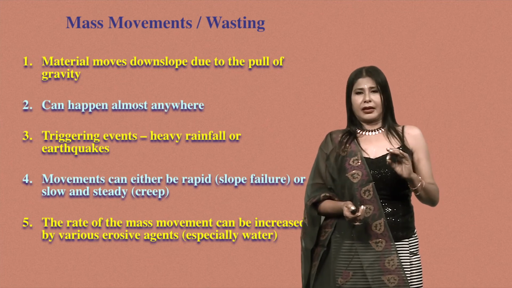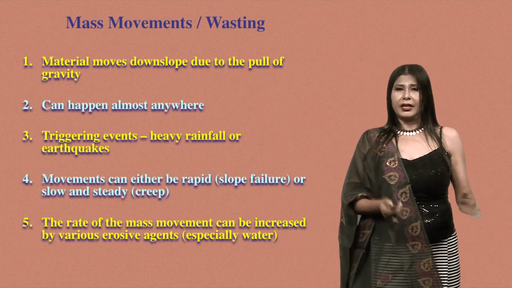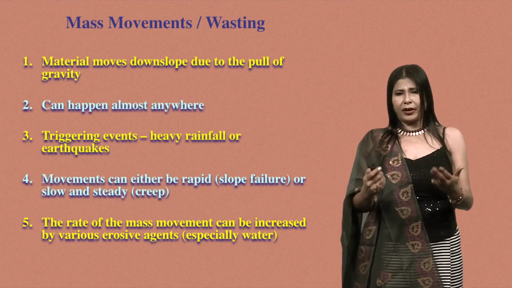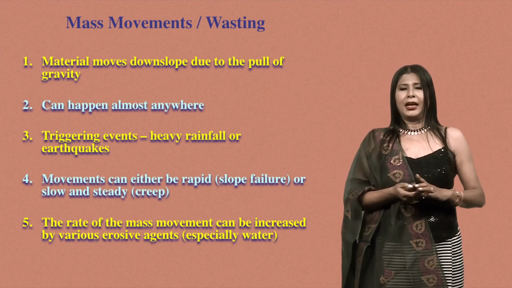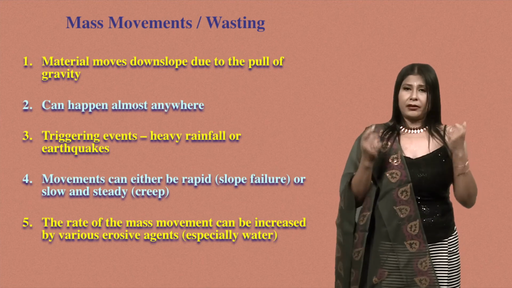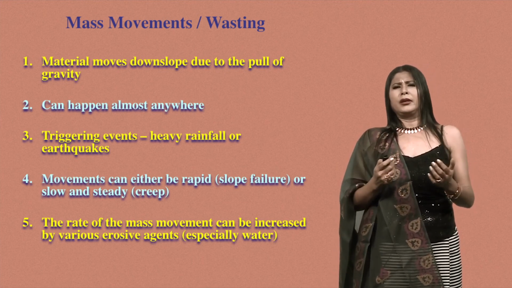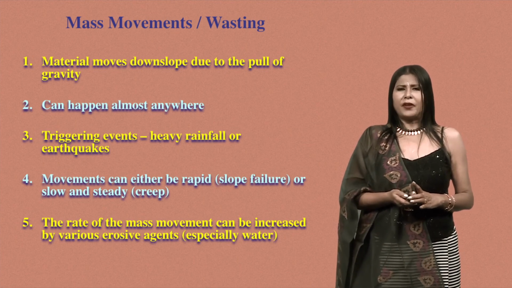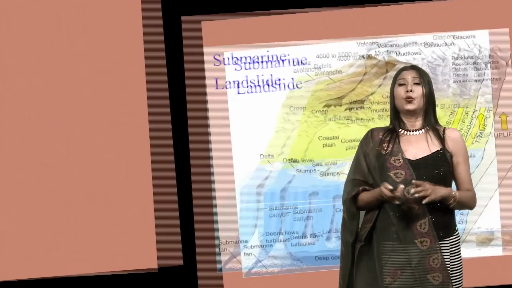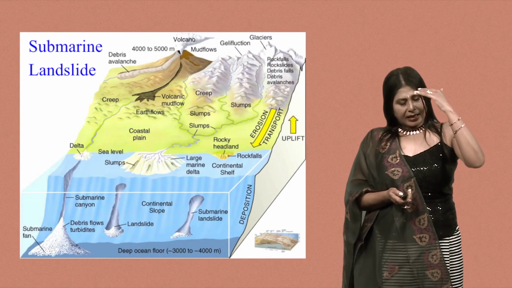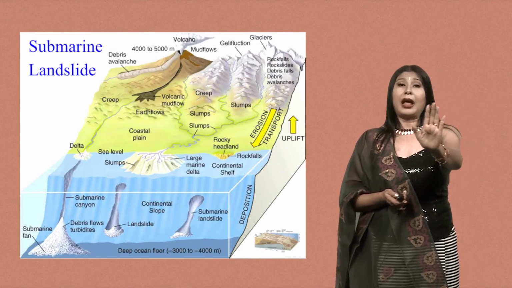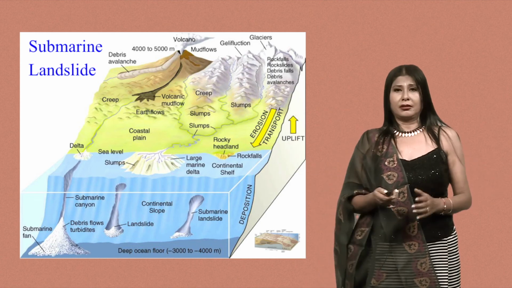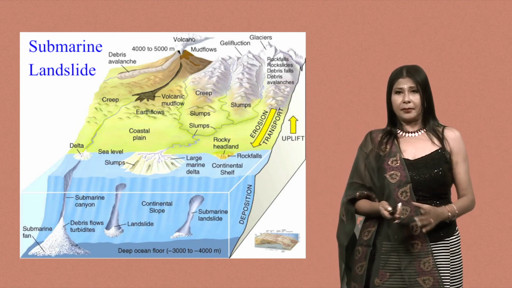Triggering event and factor affecting are different. Triggering events are heavy rainfall or earthquakes or dynamite or something that kicks. Movement can be either very rapid or it can be very, very slow. The rate of mass movement can be increased by various erosive agents, especially water. Mass movement happens below the ocean also, because the ocean surface is full of mountains and it is happening all the time.